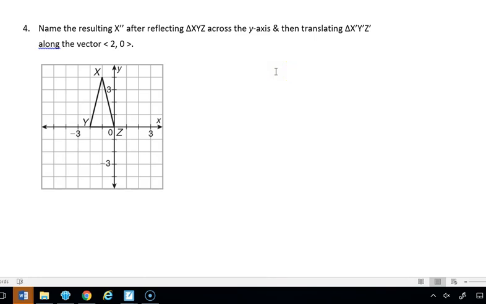So number 4 says name the resulting X double prime after reflecting triangle XYZ across the y-axis and then translating X'Y'Z' along the vector (2, 0). Okay, so let's take this point X right here. That is (-1, 4).